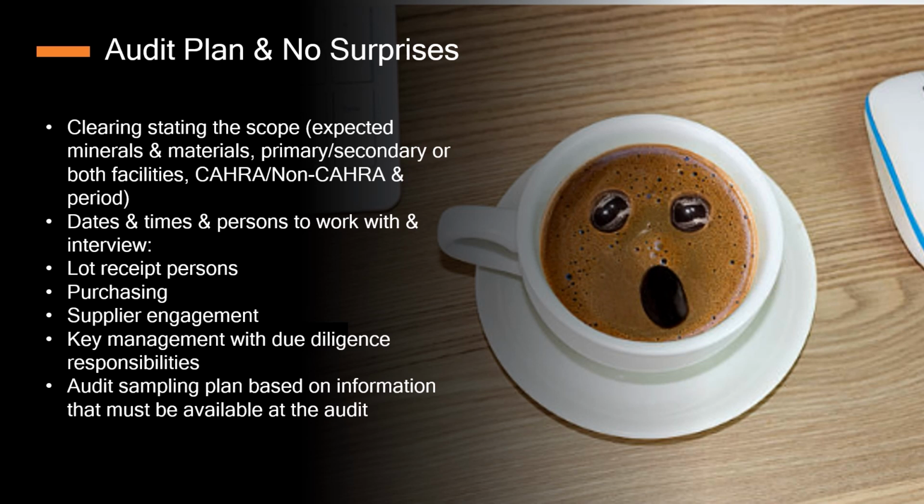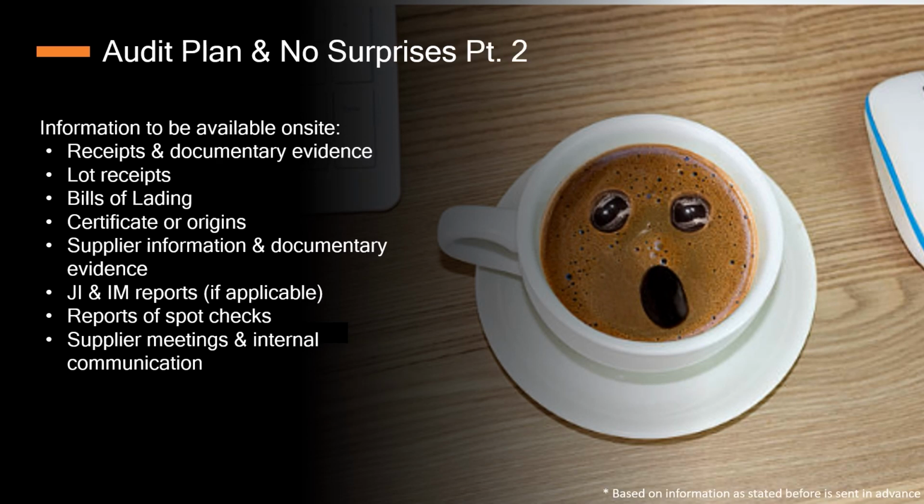So clearly the audit plan needs to confirm the scope, minerals, materials, whether primary or secondary, the facilities, CAHRA or non-CAHRA mineral supply. Also, obviously, fundamental basic requirements: times, dates, persons to work with, to carry out interviews on lot receipts, purchasing, supplier engagement, management systems. And also, of course, other than interviewing persons, that information needs to be corroborated on physical receipts, physical evidence of lot receipts, bills of lading, certificates of origin, supplier information, and documentary evidence.